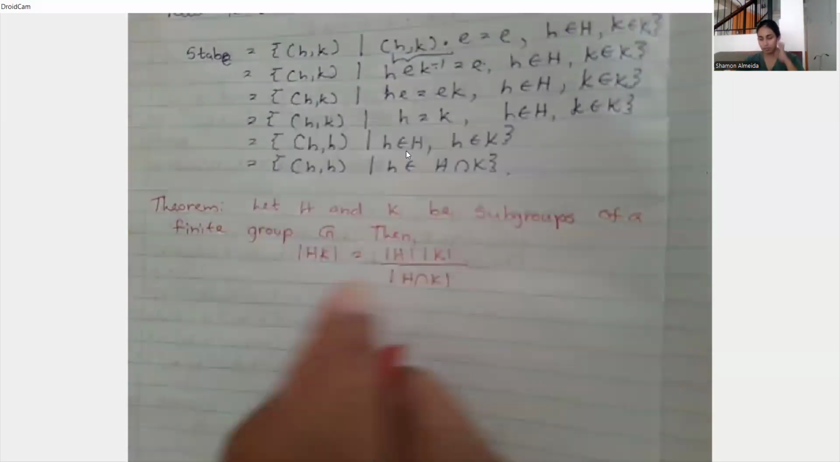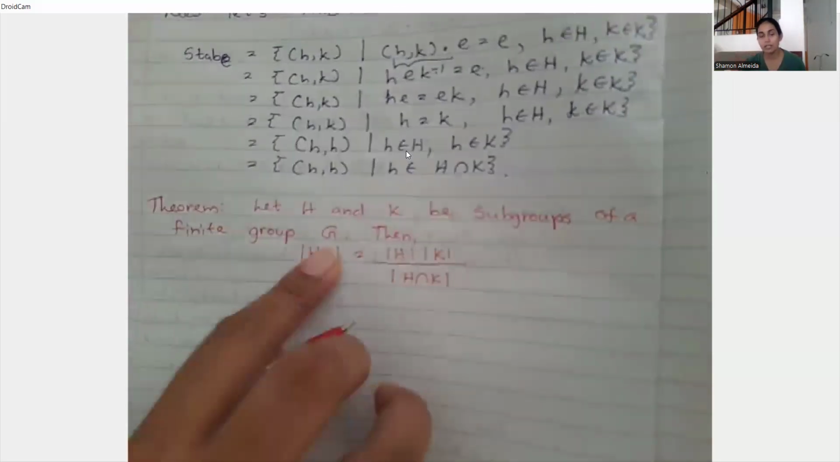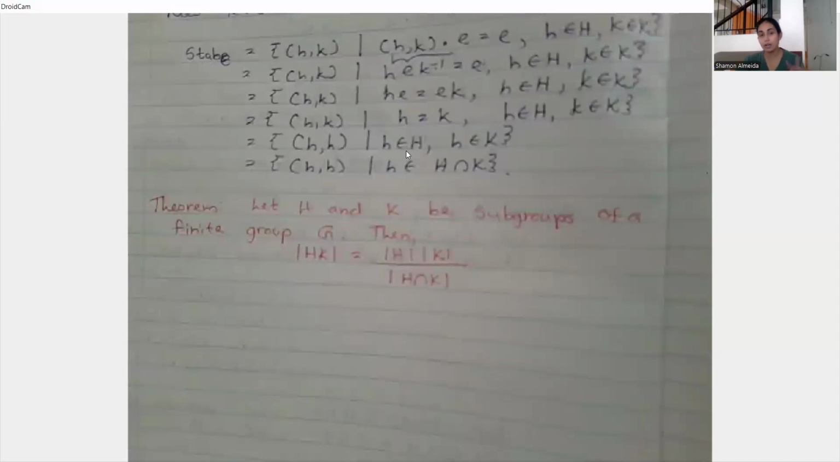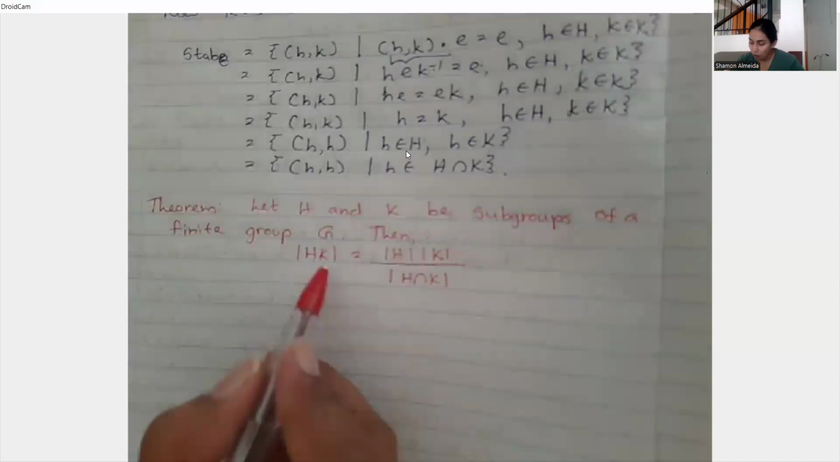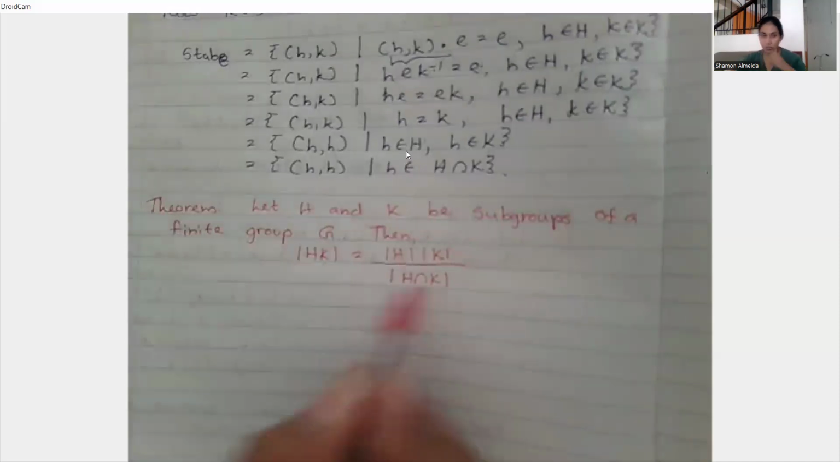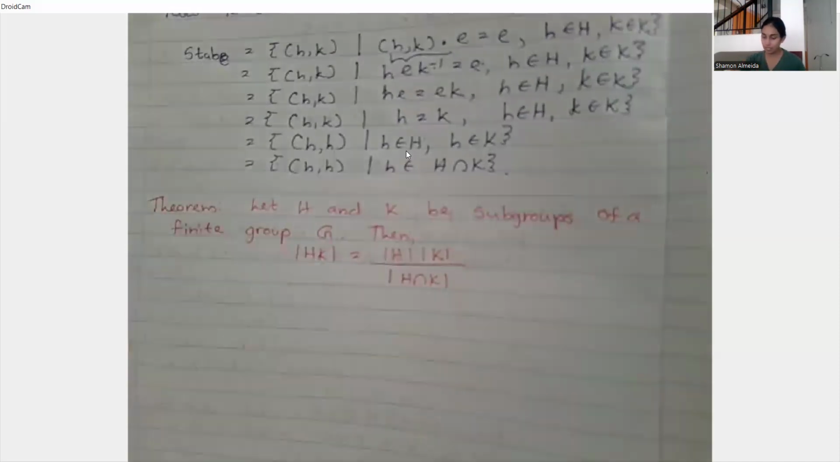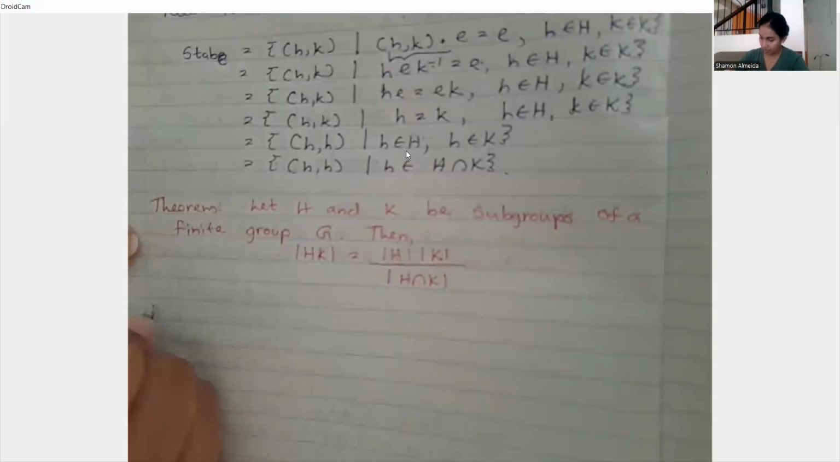Now observe, G is a finite group. H and K are subgroups of G, so their orders also must be finite. Therefore, all these numbers that you see over here are finite, right? Okay, now we have to show that this equality holds.